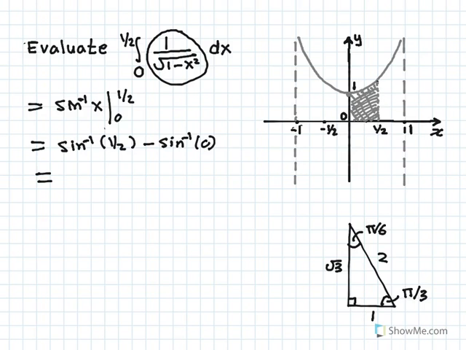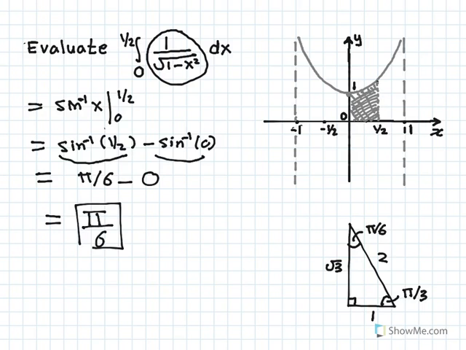How do we find arcsine of 1/2? That is saying find the angle whose sine is a half. From the diagram, we can clearly see that sine of pi over 6 is opposite over hypotenuse. Sine of pi over 6 is 1/2. So arcsine of 1/2 is just going to be pi over 6. sin^(-1) of 0 is 0. So the answer is pi over 6. This is the value of the definite integral.